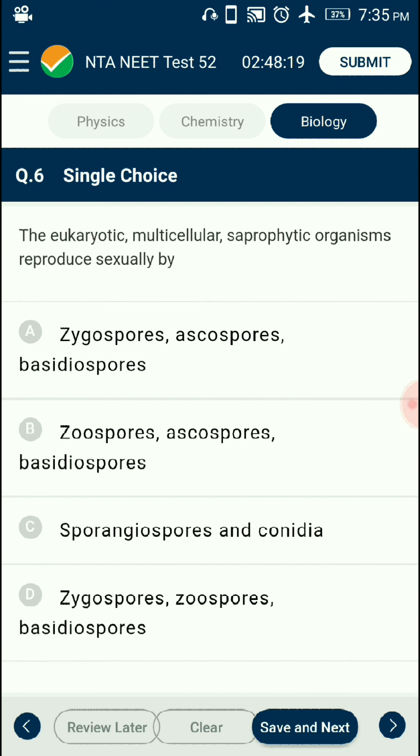In Phycomycetes, asexual reproduction takes place by zoospores, which are motile, or by aplanospores, which are non-motile. These spores are endogenously produced in the sporangium. They are generally called sporangiospores. In Ascomycetes, the asexual spores are conidia produced exogenously on the special mycelium called conidiophores. So the answer is option A, zygospores, ascospores and basidiospores.